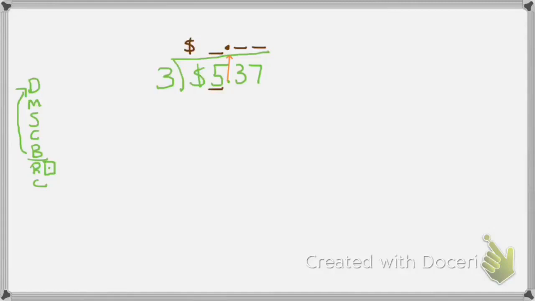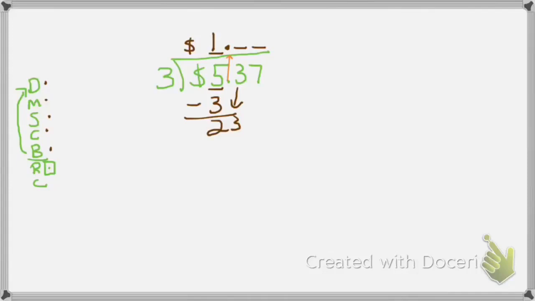I'm going to go through my 3 times tables till I get to a number larger than 5. 3, 6, up too high, put 1 finger down. My answer is 1, and that's divide. Multiply. 1 times 3 equals 3. Subtract. 5 take away 3 equals 2. Compare. Is 2 less than 3? Yes. Bring down. Is there anything to bring down? Yes, I have a 3.